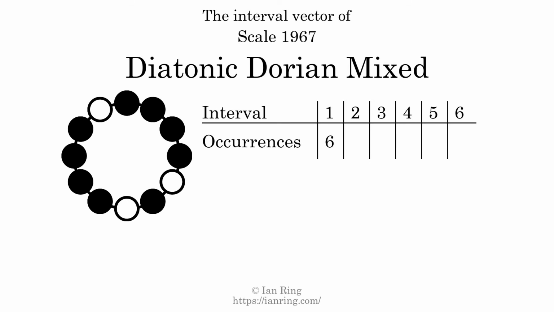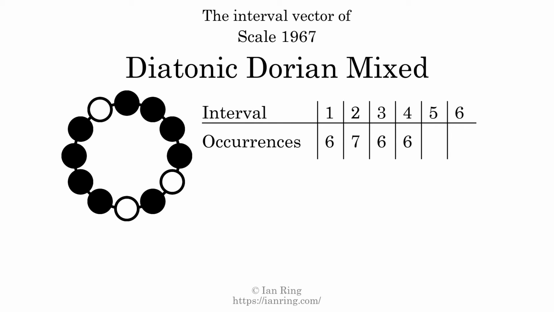There are 6 intervals with the size of 1 semitone. They are here, here, here, here, here, and here. There are 7 intervals with the size of 2 semitones. They are here, here, here, here, here, here, and here. There are 6 intervals with the size of 3 semitones. They are here, here, here, here, here, and here.